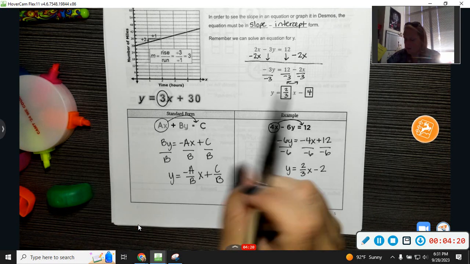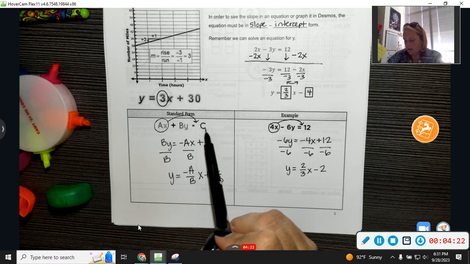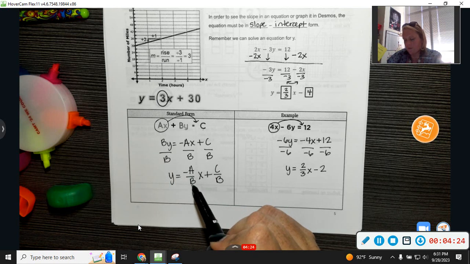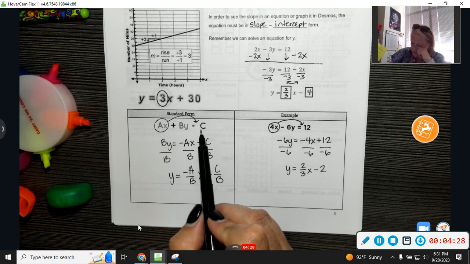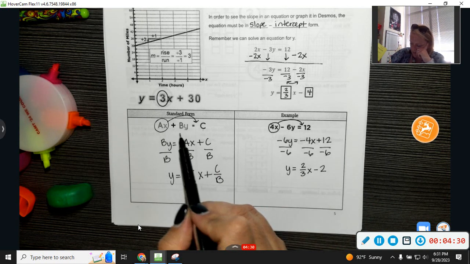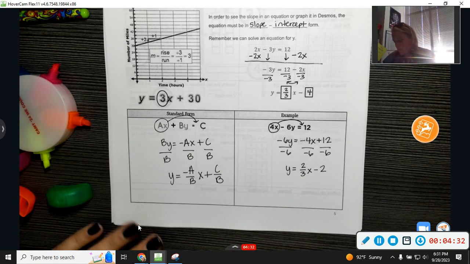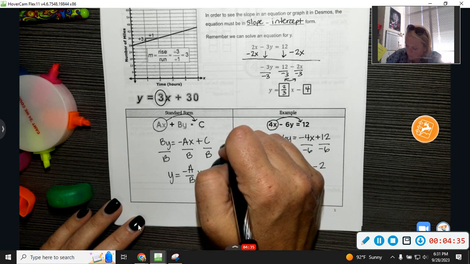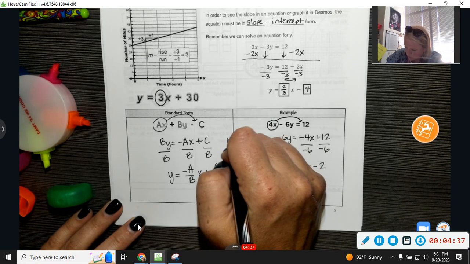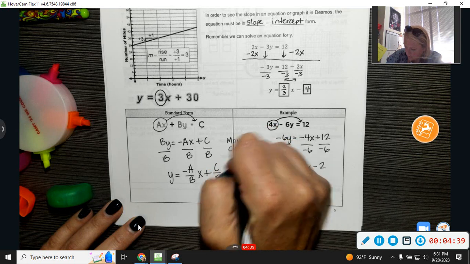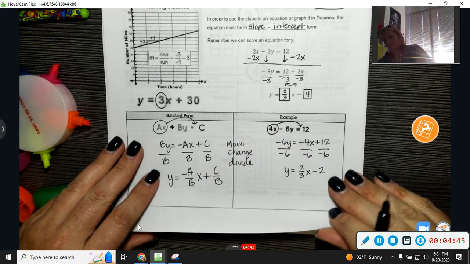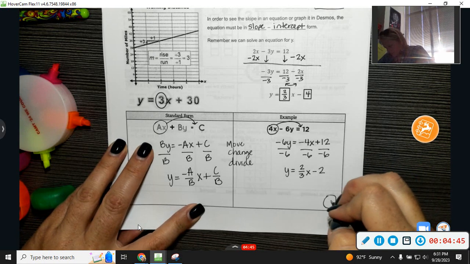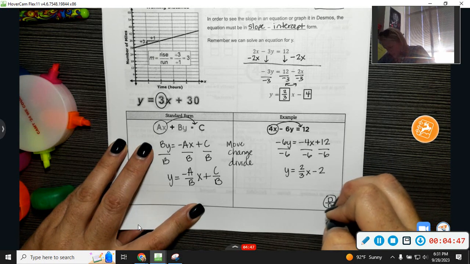So what you end up doing is you take the a, and you change the sign on it and divide it by that b that's there, and that'll give you your slope. And then the c is going to be divided by that b. Okay? The rules here, though, are move, change, and divide. So move, change, divide. Okay? And we also went over this rule with Desmos about how to make a fraction.